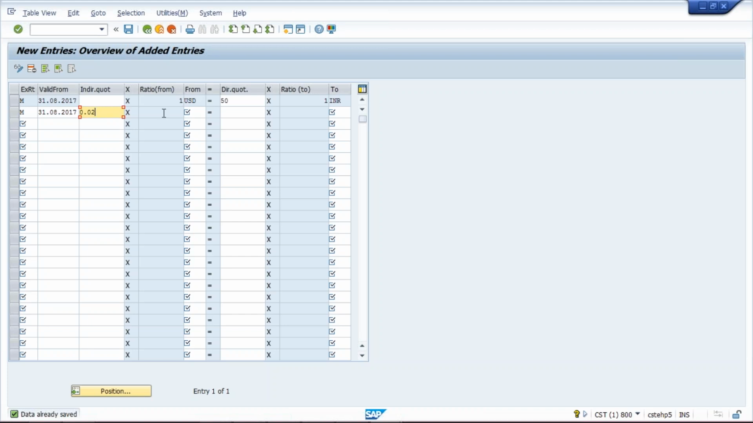0.02 USD equals to how many. This could also be an entry that already exists with the same key. Why is it showing error? Because already we have maintained, we'll maintain a different rate here, like let's suppose 02.